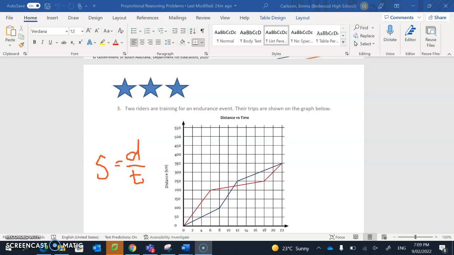As you can see here, this guy, the red rider, his speed has increased greatly, or his distance has increased greatly over 6 hours, whereas this blue rider, her speed has not increased at such a great rate. So you need to be looking at the slope or the gradient of the line.